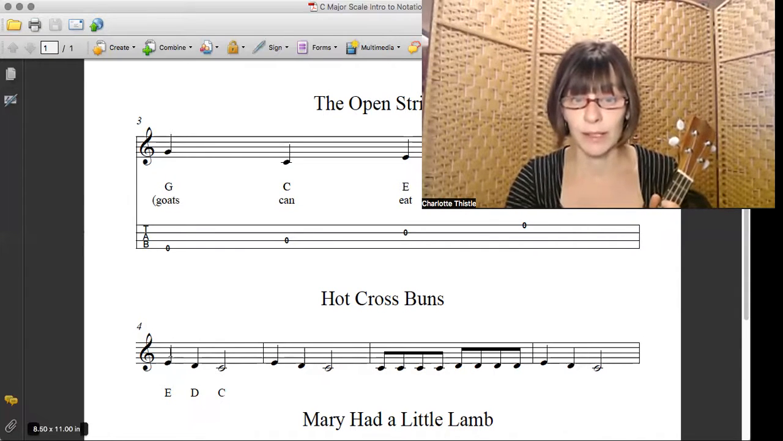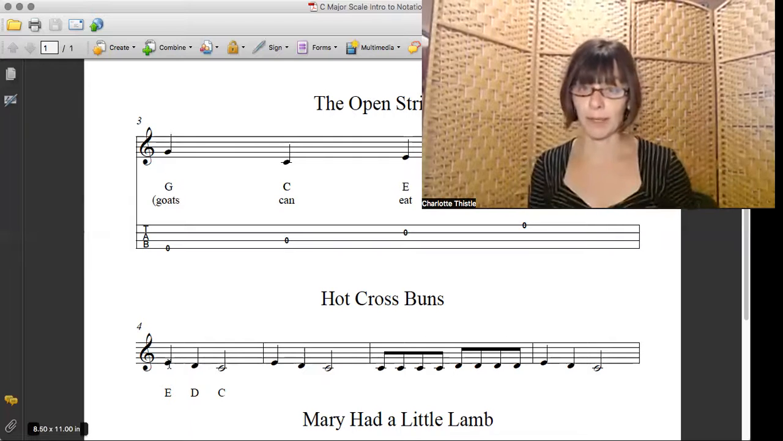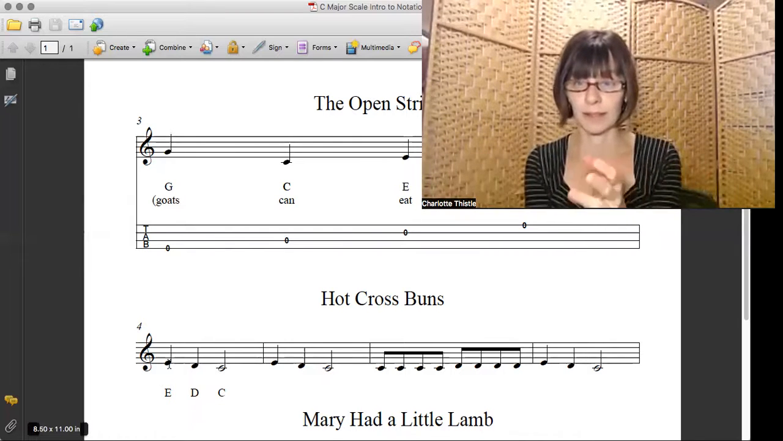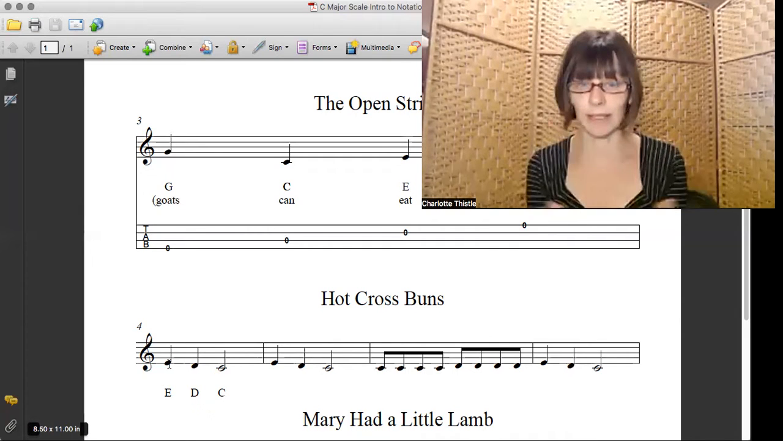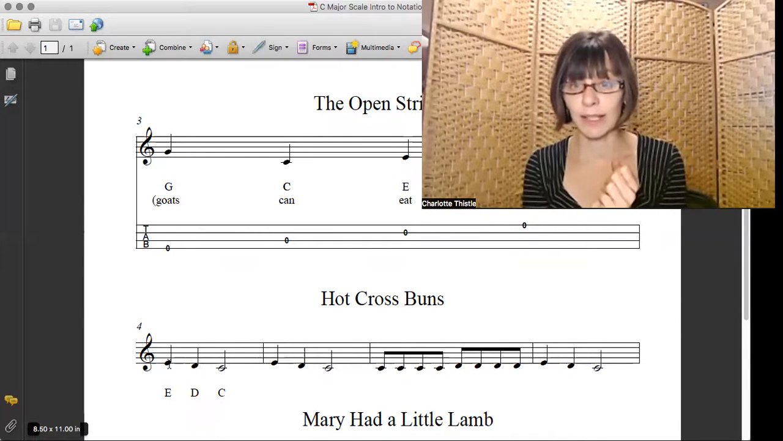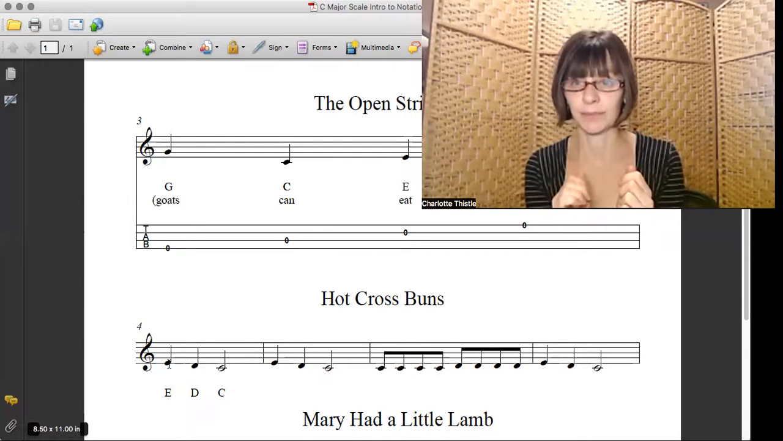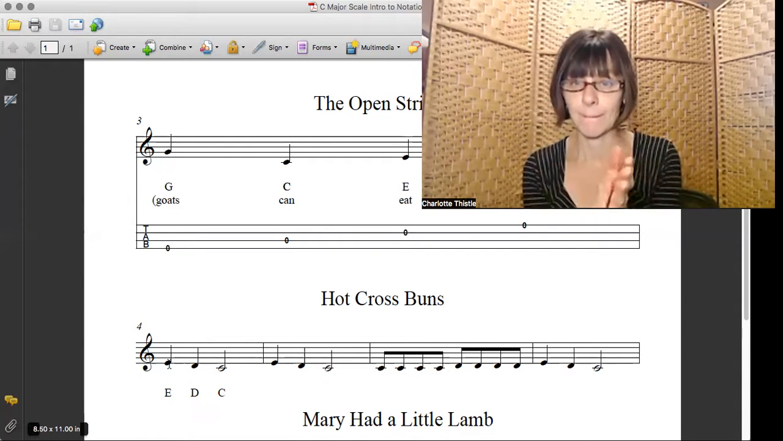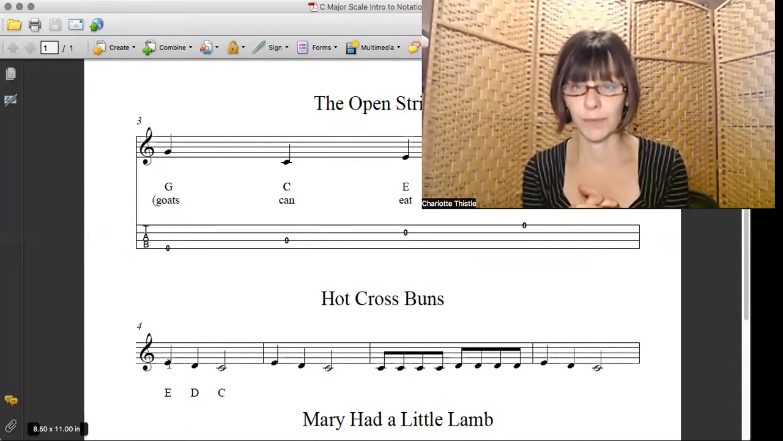So a quarter note sounds like this. I'll clap it. That's 4 quarter notes. Now if I did 2 half notes, it would sound like this. And then the 8th notes sound like this. That was 8 8th notes.